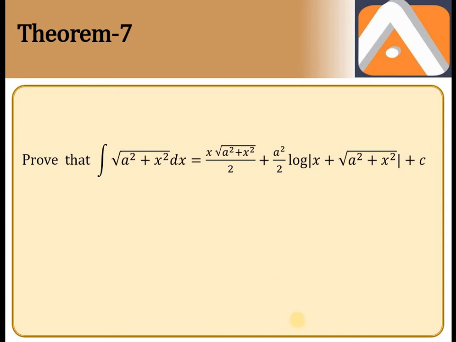Now see, integration of under root of a square plus x square dx. This formula is x by 2 into under root of a square plus x square plus a square by 2 into log of x plus under root of a square plus x square, plus c. Let us start the proof of this formula.